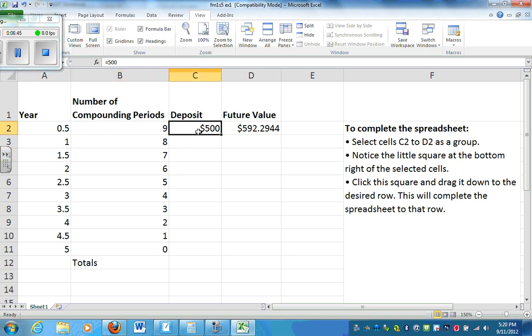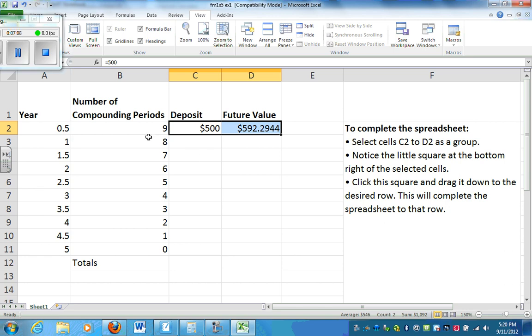Here she has her deposit. It's always 500. Her future value is going to be C2, so this cell times 1.09 to the power of B2. So again, what I'm going to do is take these two cells and highlight them, and this is the exact spreadsheet I give you.